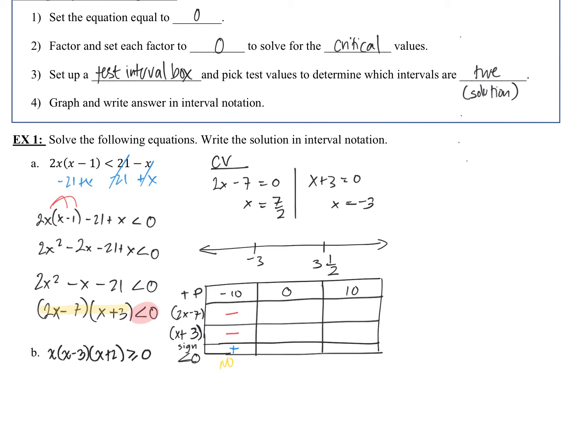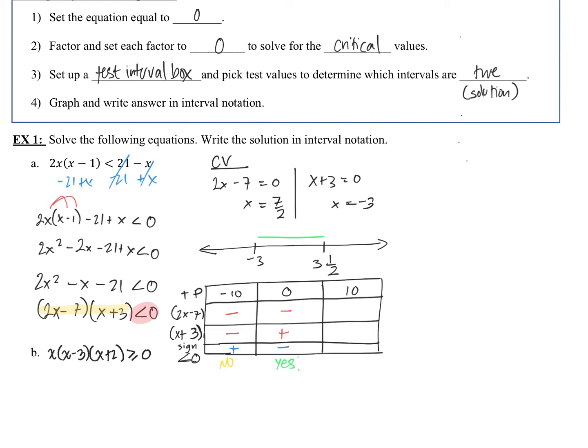Let's take a look at 0. If I plug in 0, I get 2 times 0 minus 7, which is going to be a negative, and then 0 plus 3 is a positive. So I have a negative and a positive. Multiplying those together, I will end up with a negative. Is that less than 0? The answer is yes. So we'll go ahead and we're going to take this interval here as part of our solution.